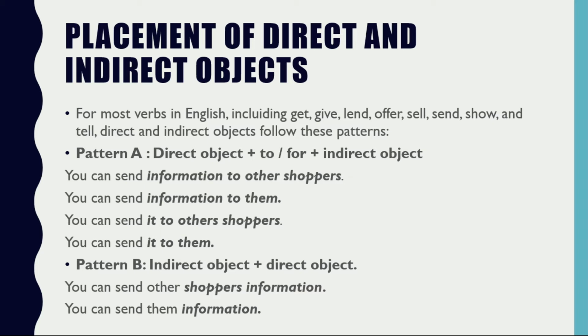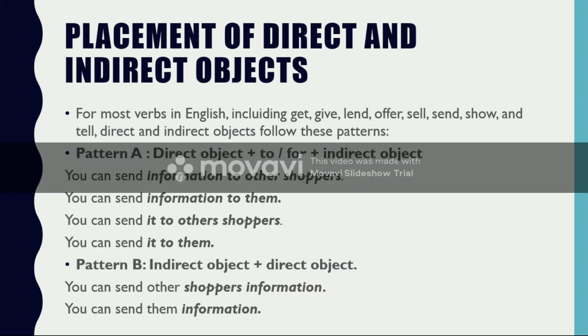For pattern B, we have indirect object plus direct object. We have the following examples: You can send other shoppers information, or you can send them information.